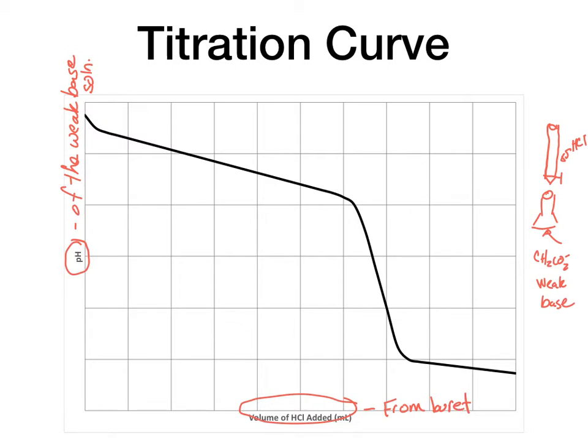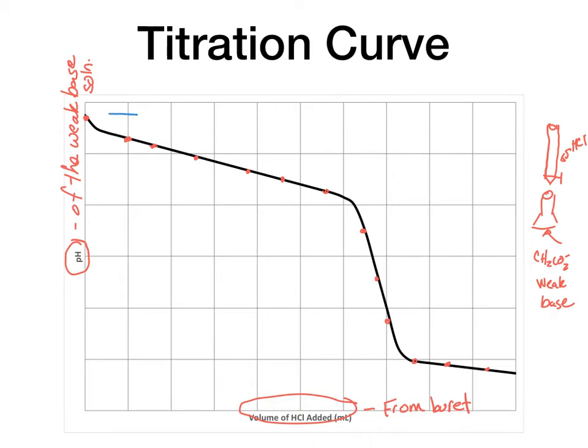And so what we do is we collect the data points along the way. It doesn't matter how often we collect data points, really. What matters is that we get data points across this entire curve. Now, we like to label these different regions of the curve based upon what is in solution at that point.